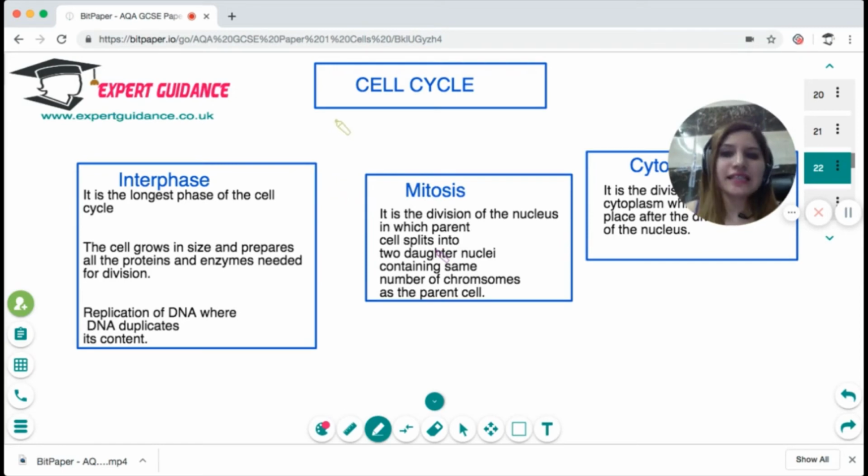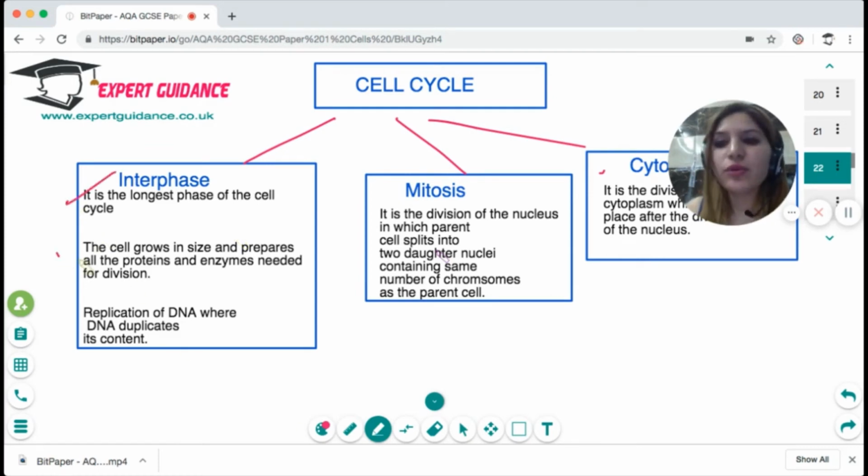The cell cycle is divided into three stages. First is the preparation phase, which is the interphase stage. It is the longest phase of the cell cycle, in which the cell grows in size and prepares by making all the proteins and enzymes needed for cell division. And a very important step that takes place in interphase is the replication of DNA, where the DNA duplicates its content.